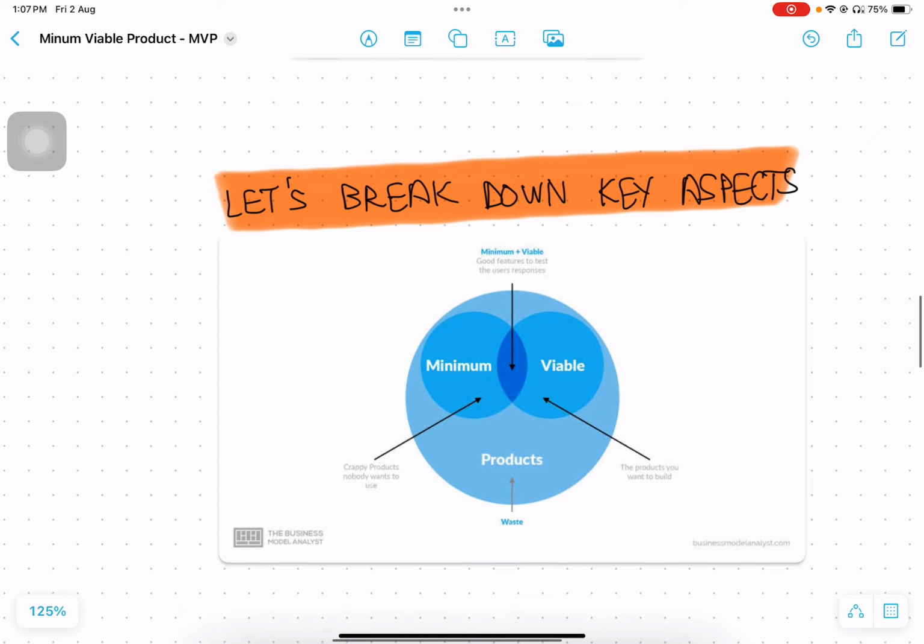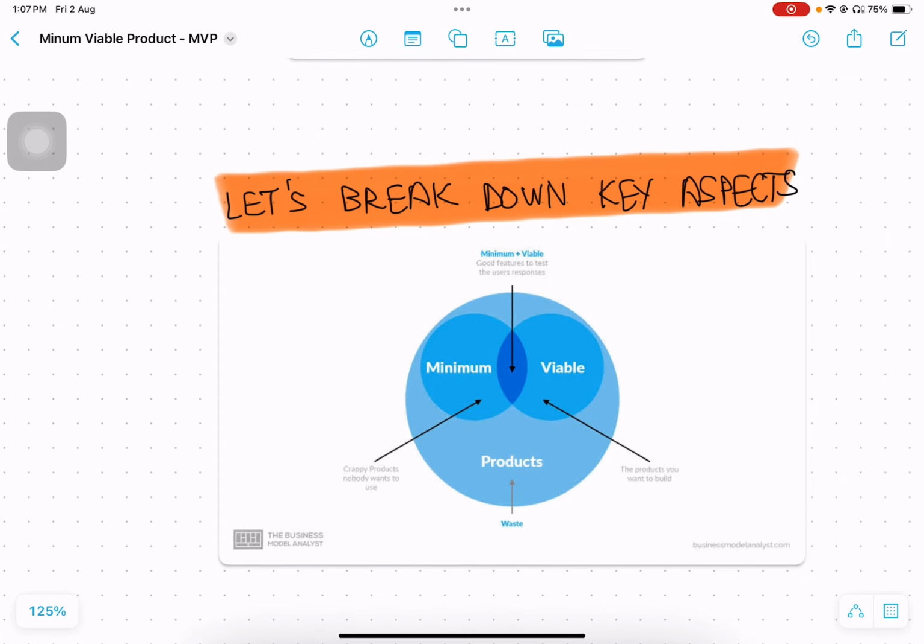Let's break down the key aspects. Minimum: the least number of features capable of solving the core problem. Viable: capable of solving the core problem. Product: something tangible that users can interact with. Now the question is, what is the purpose of building an MVP? The purpose of building an MVP is simple: to test your assumptions and validate your product idea quickly and cost effectively. Instead of spending months or even years building a full-fledged product, you focus on the core functionalities that address the primary needs of your target market.